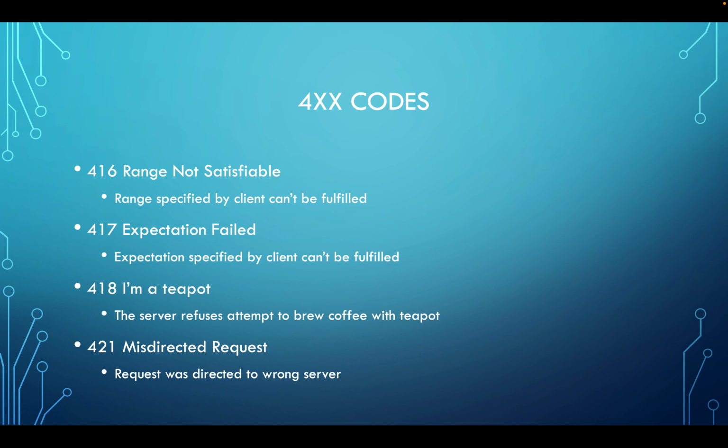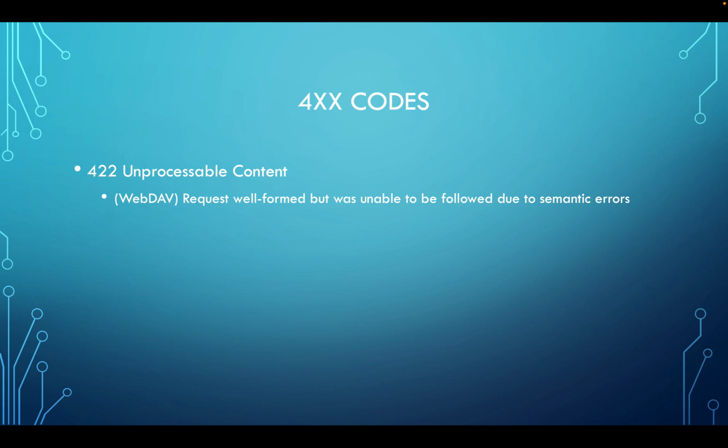And 421, misdirected request. Basically, the request was directed to the incorrect server. And 422 is unprocessable content, used in WebDAV. Basically, the request was well formed, but there are some issues with the writing or the content. 423 is locked, which means the resource that the user wants is locked.